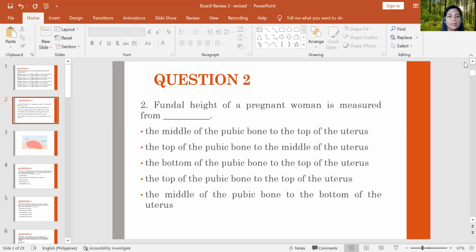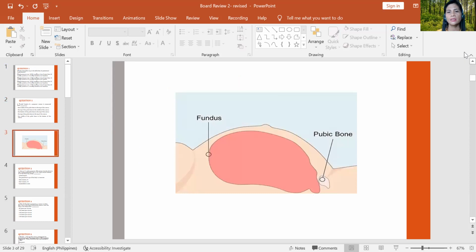So what is the answer? So the correct answer is what? The top of the pubic bone to the top of the uterus. So we are going to measure in that part. As you see in the illustration, the top of the fundus and the top of the pubic bone. So fundal height is sometimes referred to as the McDonald's rule.